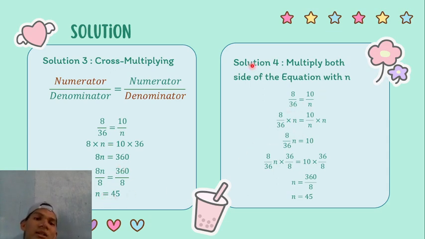Same. Solution 4 is multiply both sides of the equation with n. This equation, we multiply both sides by n, so we got 8 per 36 n is equal to 10. So we got n is 45. Nice. The video is done.